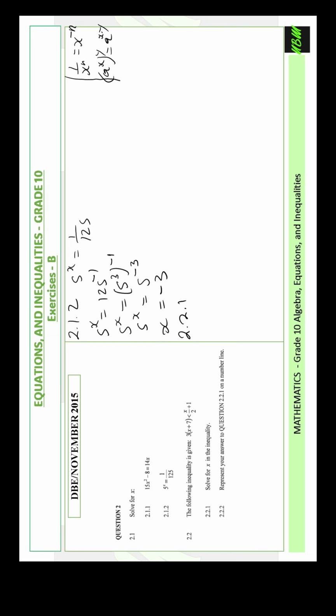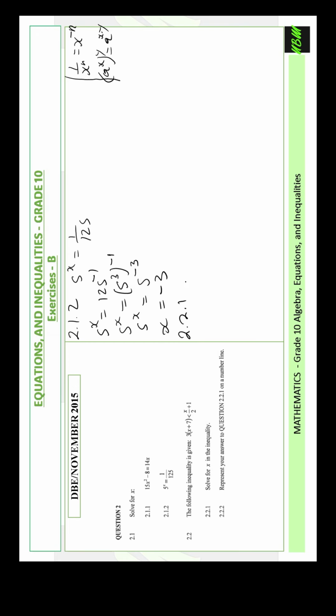2.2.1. We are now solving an inequality. Remember, we solve inequalities the same way as we solve equations. But remember that when you multiply throughout or both sides by a negative number, or you divide throughout by a negative number, the inequality changes direction.